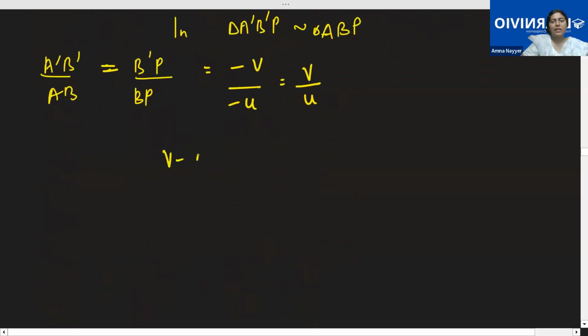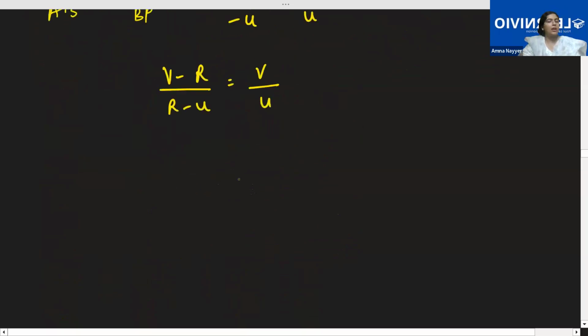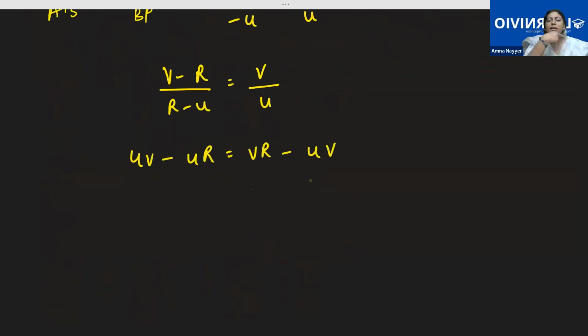I can say (V minus R) by (R minus U) is equal to V by U. Let me take the cross product. This will be UV minus UR is equal to VR minus UV. So UV, UV, we can bring that together. This will be UV plus UV, VR plus UR.